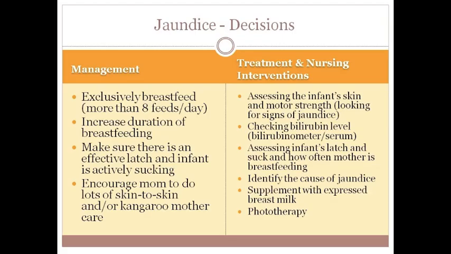For the management of jaundice, mothers should exclusively breastfeed, approximately more than 8 feeds per day. They should increase the duration of breastfeeding and make sure there is an effective latch and the infant is actively sucking. You should encourage the mother to do lots of skin-to-skin and or kangaroo mother care. Kangaroo mother care improves thermal regulation, support for exclusive breastfeeding, and early recognition or response to illness.